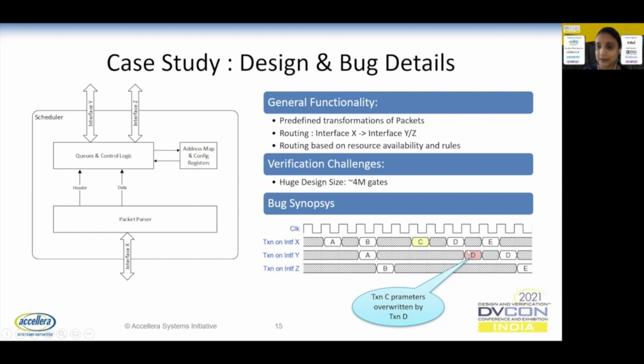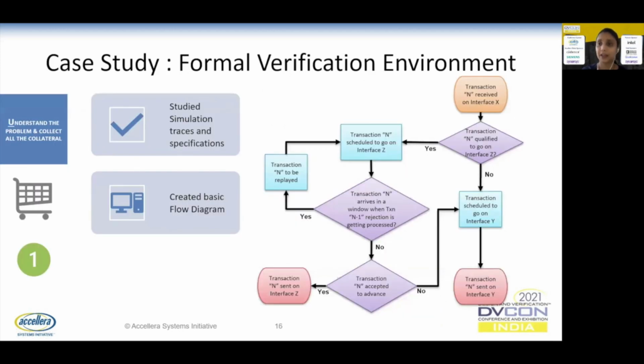So transaction C, what we see here in this diagram, is lost. What actually was happening was that transaction C got scheduled on interface Y, but its parameters were overwritten by transaction D, the new transaction in the pipeline. So this was the bug that we were trying to chase in the formal verification environment, and we adopted the Unearth flow for it.